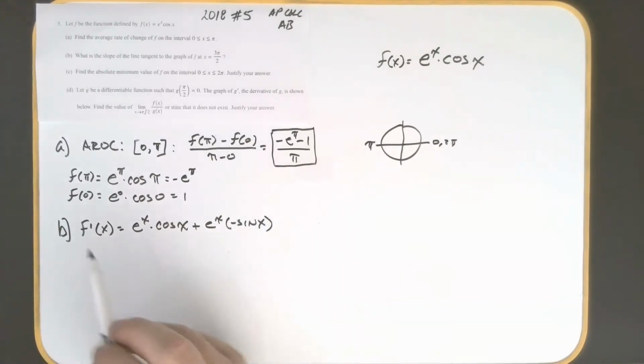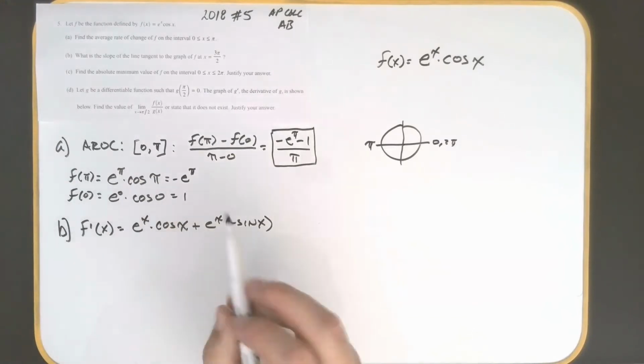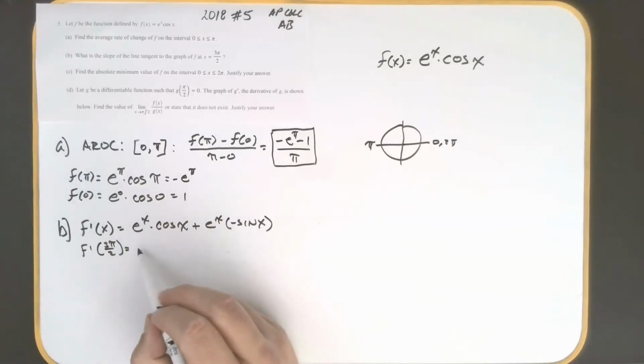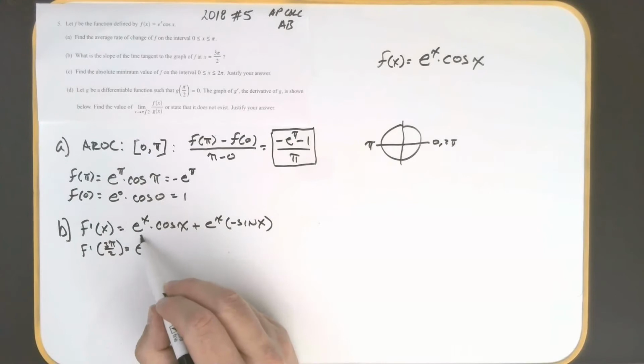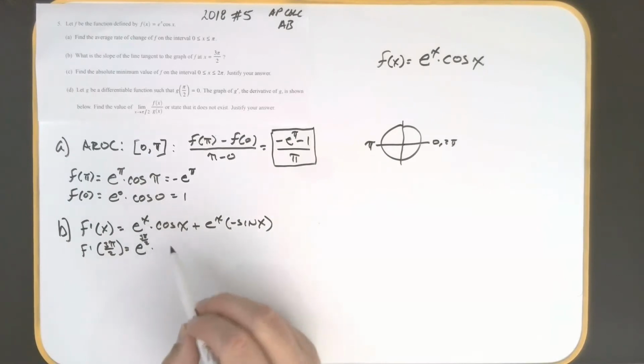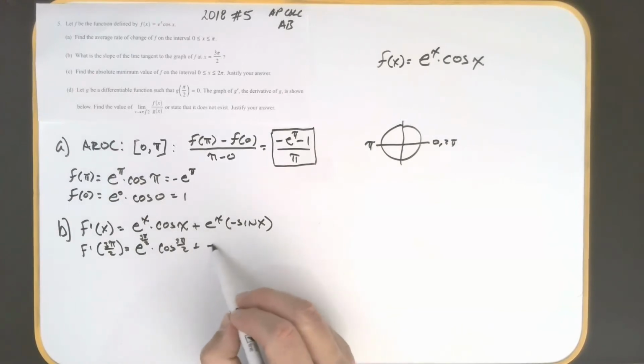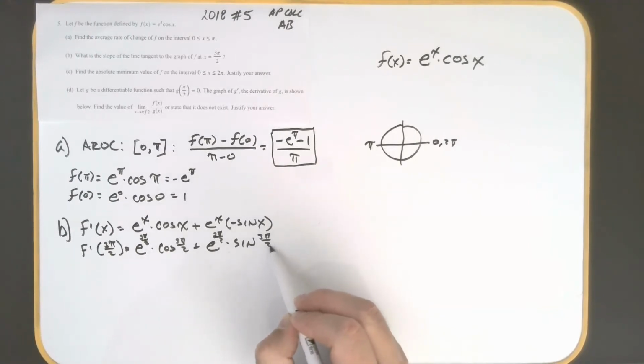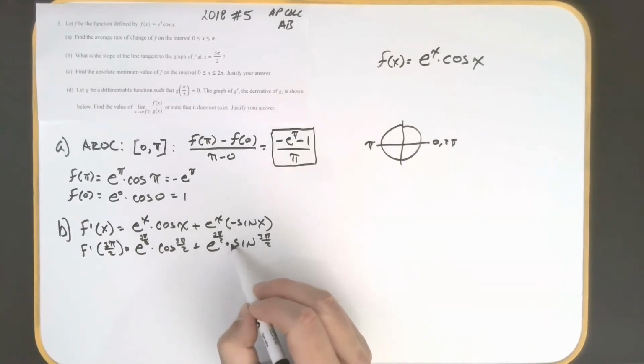So there's that. And then we have to evaluate it. It says at 3 pi over 2. So f prime at 3 pi over 2 is going to equal e to the 3 pi over 2 times the cosine of 3 pi over 2 plus e to the 3 pi over 2 times the negative sine of 3 pi over 2. Negative sign, that is.